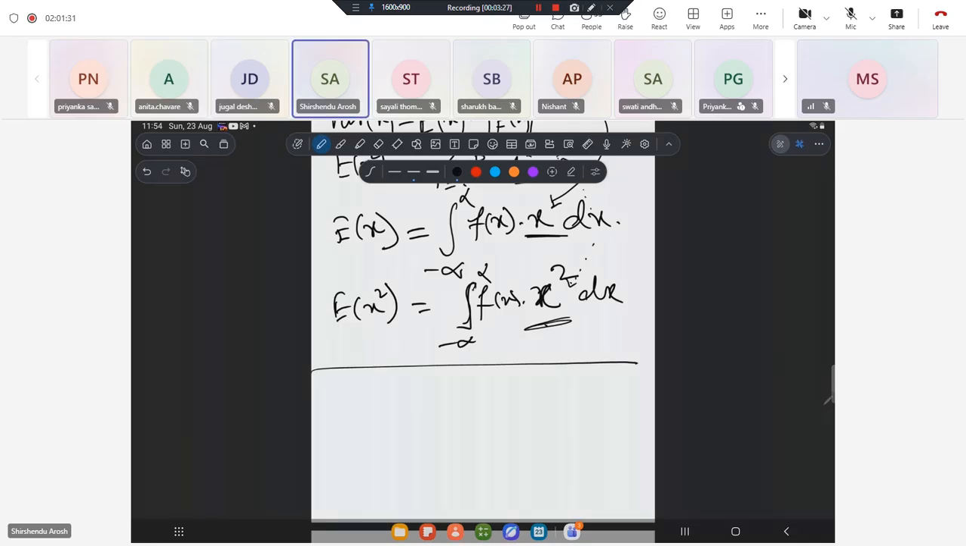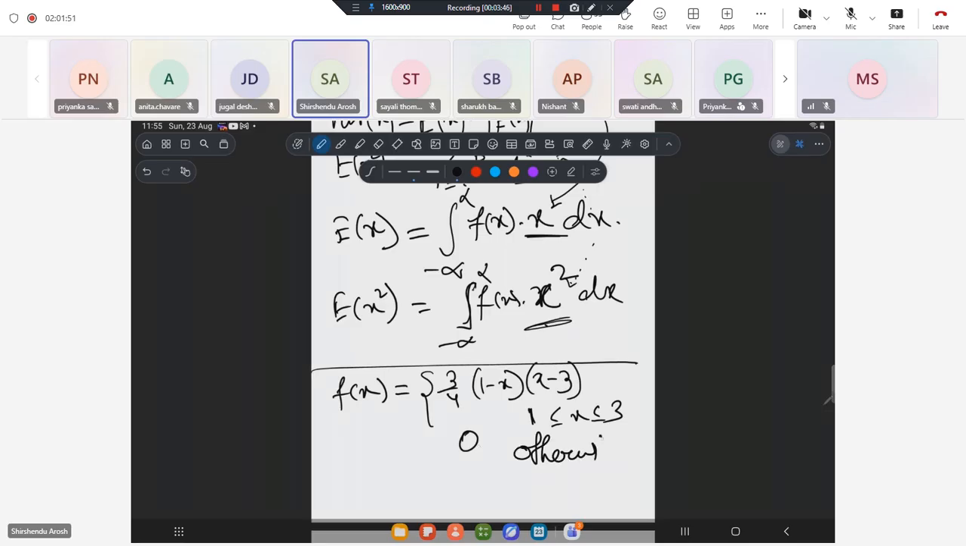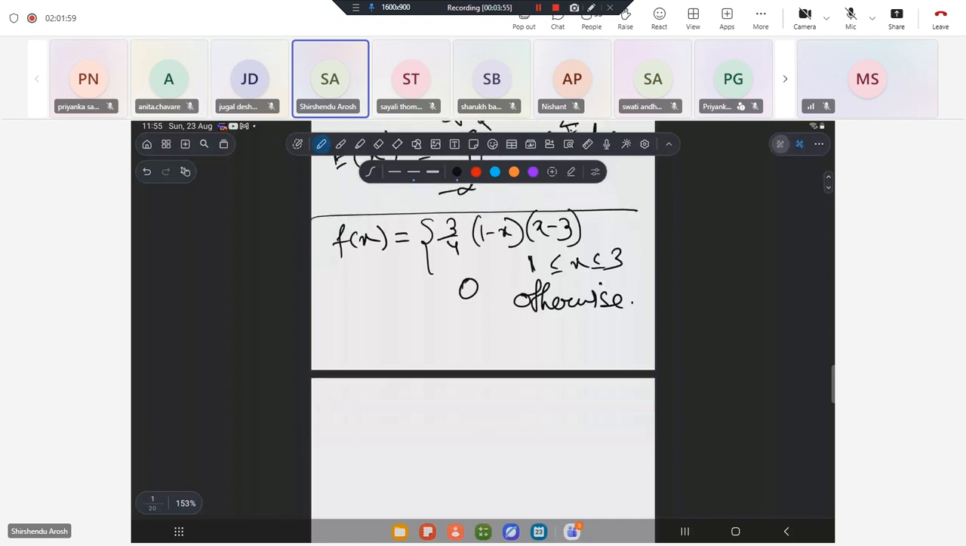So let's take a function fx equals 3 by 4 into (x minus 1) into (3 minus x), where x is between 1 and 3, and 0 otherwise, right? So let's say this is a certified PDF. We do not need to check whether it is a PDF or not. So how can I find out the mean for this case and the variance?